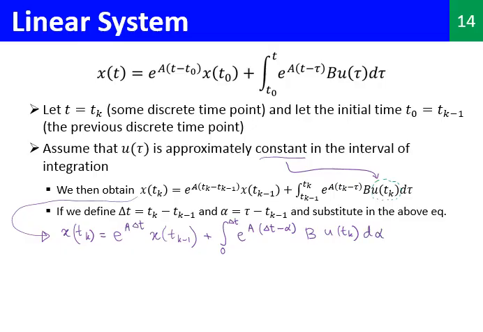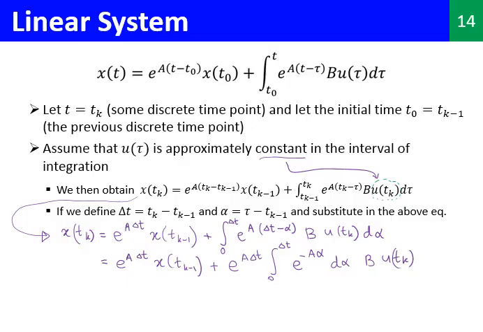Okay, so this is equal to e^(A delta t) x(tk minus 1), that's the same first term, and I can take out e^(A delta t), and the integration here we have e to the power minus A alpha, and I can write this d alpha term here, and finally I have b and u(tk).